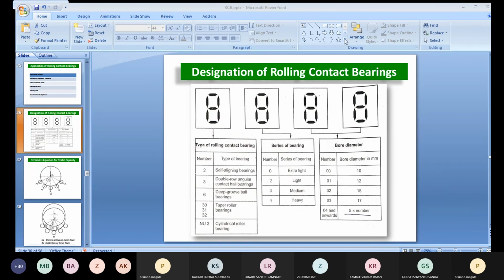सांगा योगिता. Type of bearing deep groove ball bearing, series extra light, and bore diameter is 20 mm. Okay, correct. So this kind of the designation will be there.